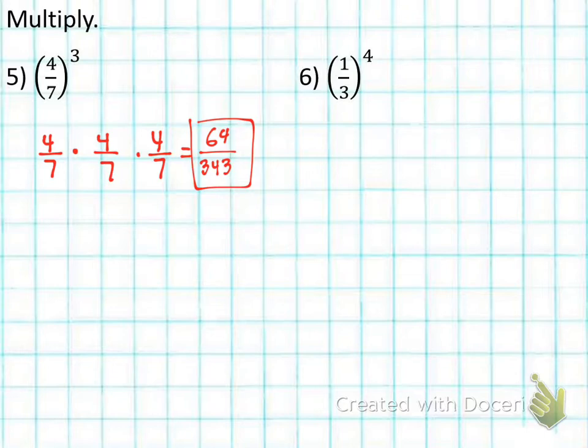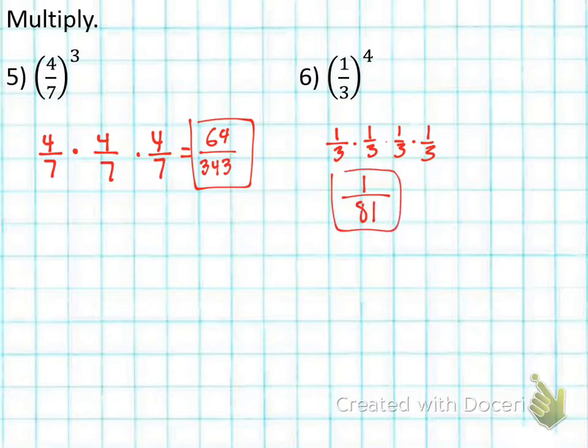Okay, last problem. 1/3 to the 4th is like saying 1/3 times 1/3 times 1/3 times 1/3, right? And 1 times 1 times 1 times 1 is just 1. Denominator: 3 times 3 is 9, times 3 is 27, times 3 again is 81. And that's it.